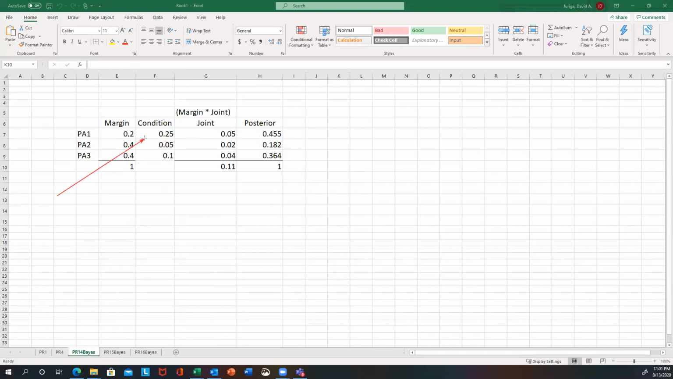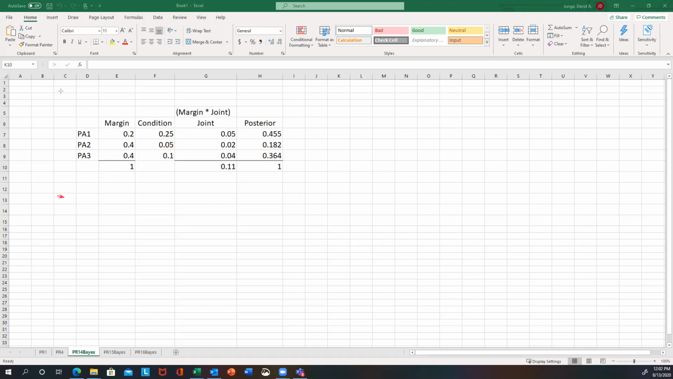And then they gave us a condition. In this case, the condition, they just said B1 given A1, B1 given A2, and so forth. So I plug these numbers in, 0.25, 0.05, and 0.1. And then what you do is you multiply these two together, margin times condition, gives you the joint. That's part of your formula.